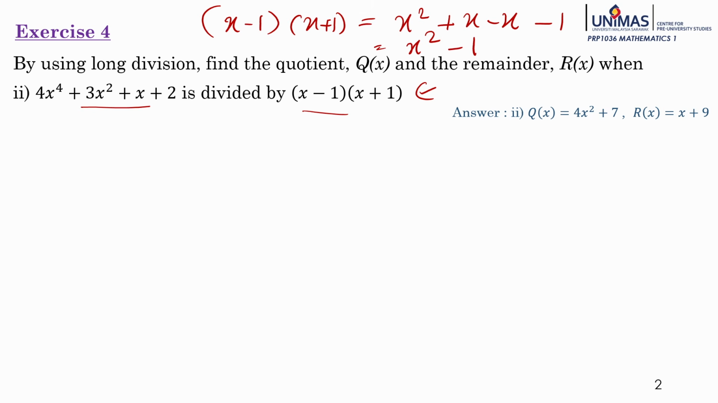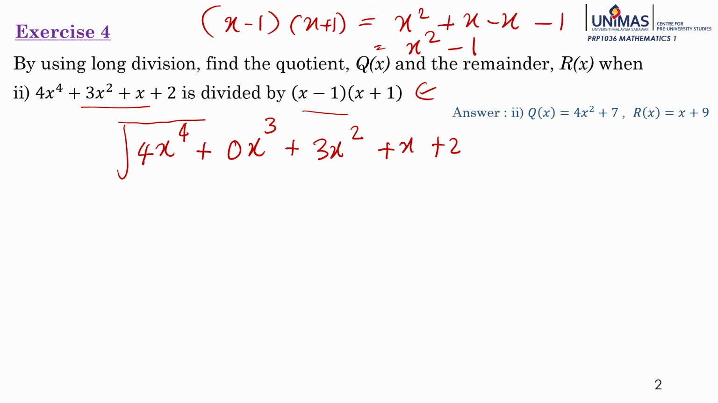And then here, for x to the power of 4, we don't have x to the power of 3. That means we put in 0x to the power of 3, and then plus 3x squared, and then plus x plus 2. After that, divide by x squared minus 2. So, x squared, we don't have x here, so we put plus 0x minus 1. Now we proceed with the steps to use long division.